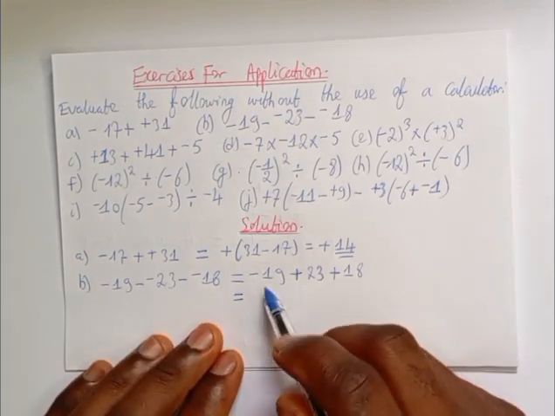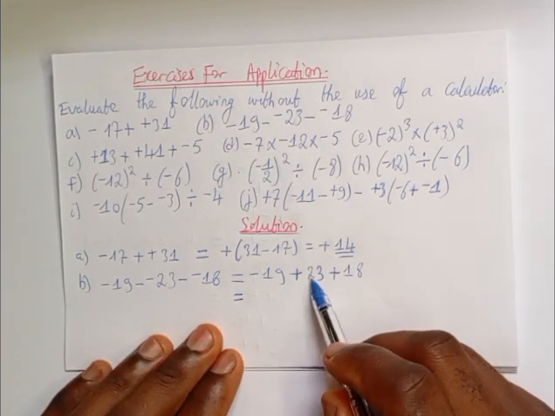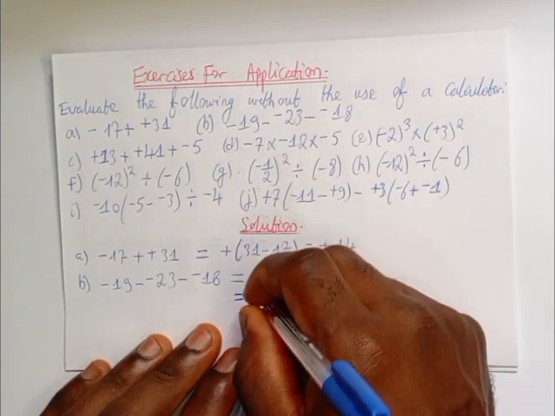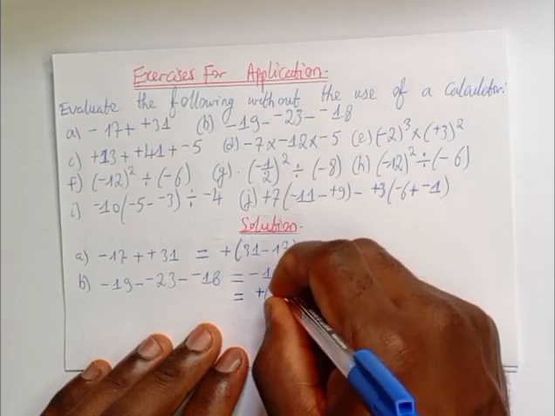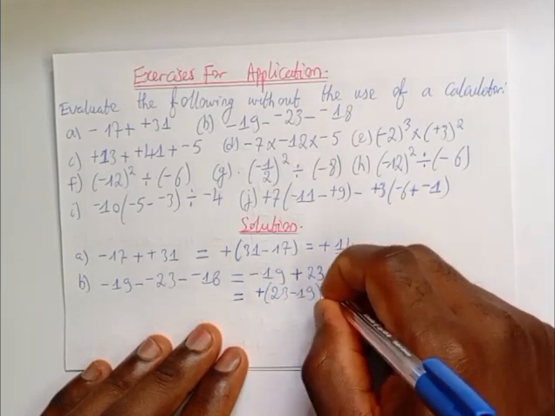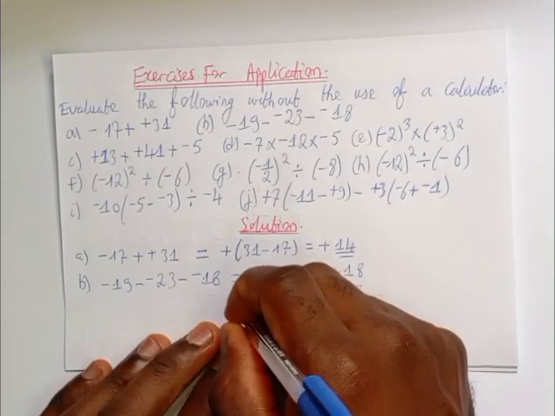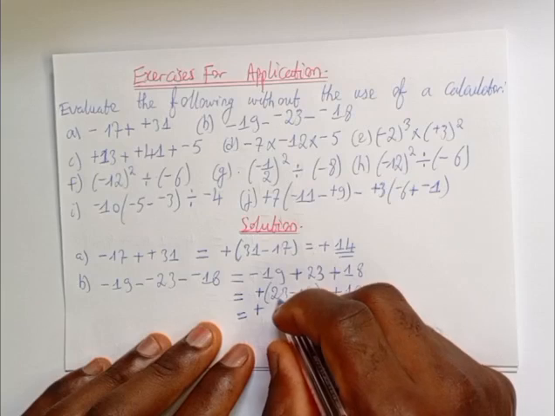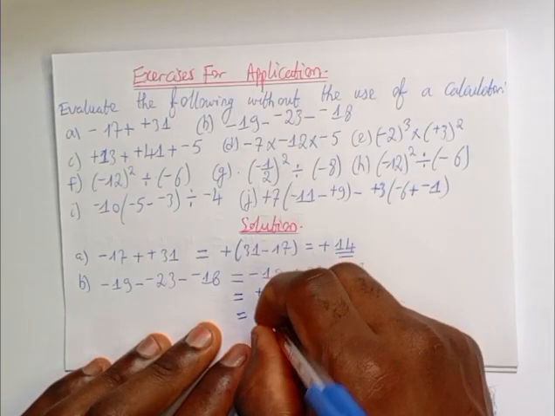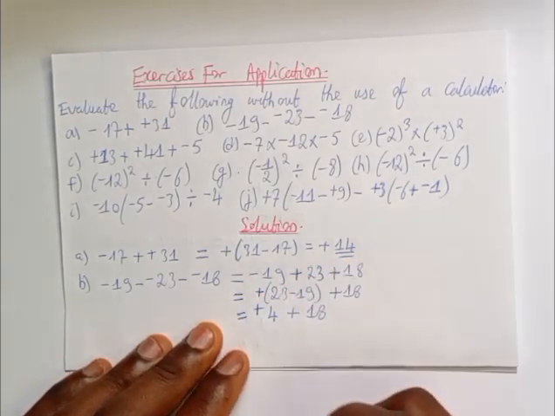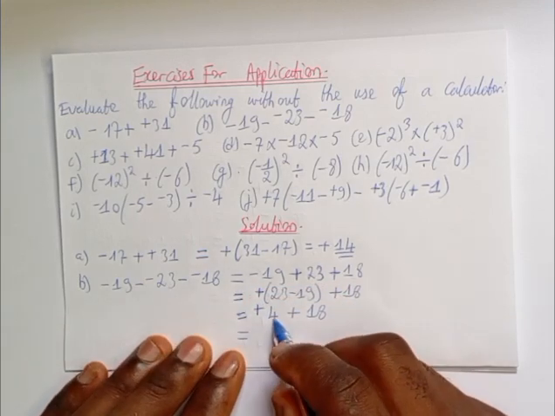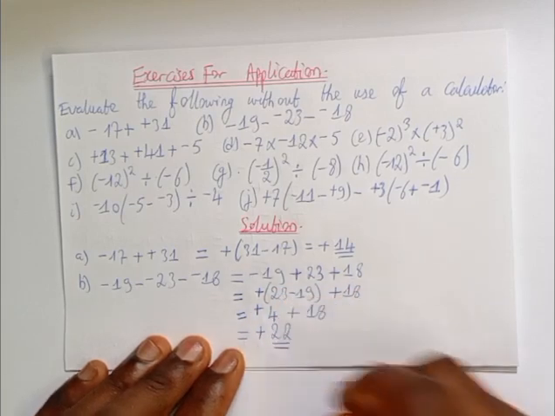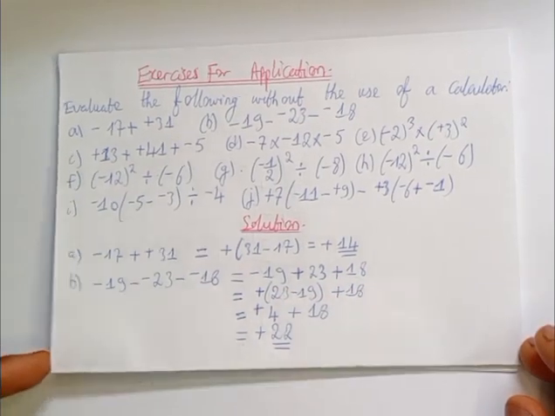Taking the absolute values, we have 19 and 23. 23 is greater than 19. That means the answer will be positive. Put the positive sign. Then we take the difference of the two numbers, 23 minus 19, plus 18. This will give us positive 23 minus 19 gives us 4, plus 18. And this will be equal to positive 4 plus 18 gives us positive 22.